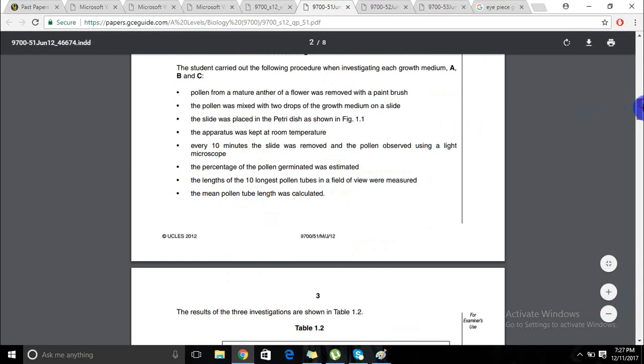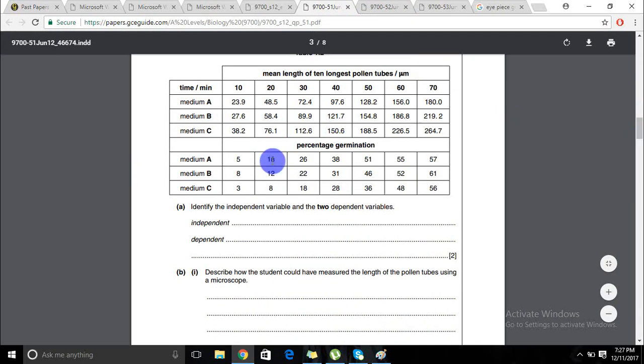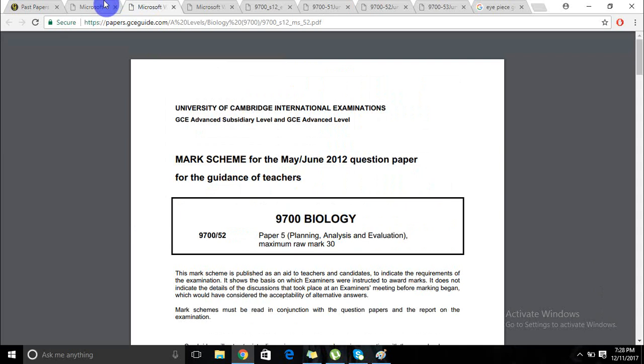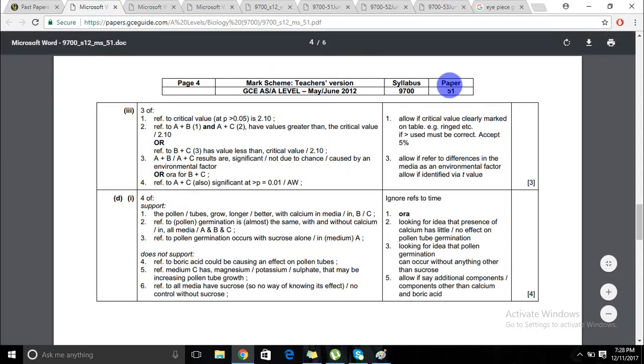Because you can observe here 18, and there's a decrease over here, and a further decrease again. Here there was an increase, again a decrease. So there are other factors, but you don't really know which one we should be considering.